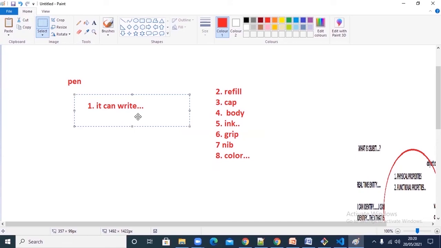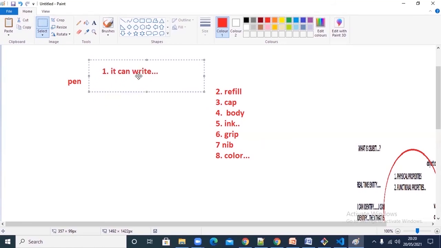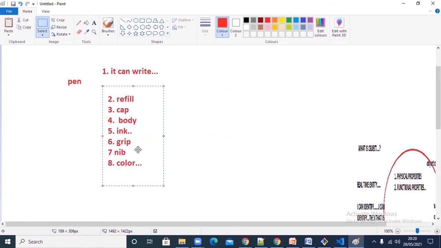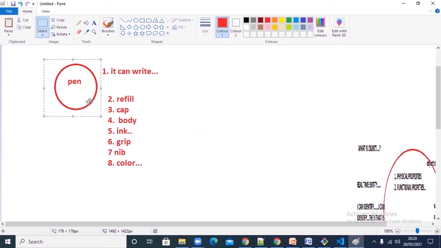If it is not able to write, can we consider that a pen? No, sir. If it is not writing, it is not used for writing, then will that be a pen? No, right? There are so many things which can only erase. Will that be a pen? That will be an eraser maybe. That cannot be a pen. We always think there will be two things for each and every object. So if this is an object, a pen is an object, okay.